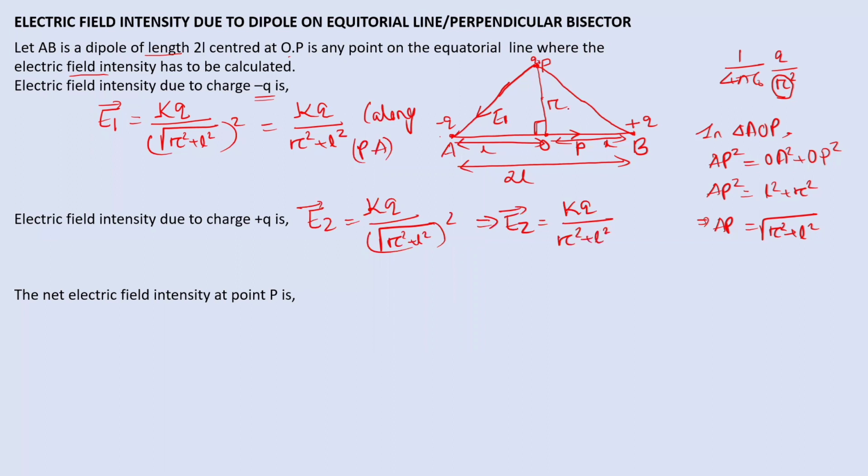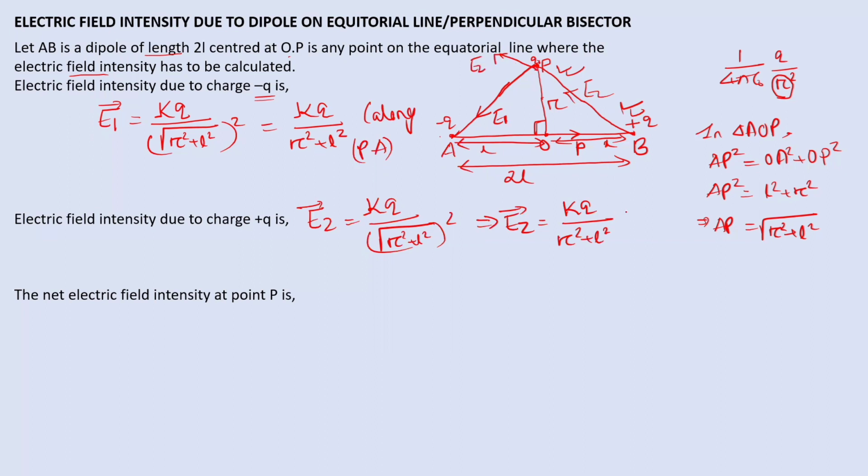Now let us see the direction. Both are positive charges, right? This is a positive charge, and this is also a positive charge. So obviously the test charge will be repelled. So it will be along which direction? Obviously it is away. I can write it along this particular direction. This is your E2, right?